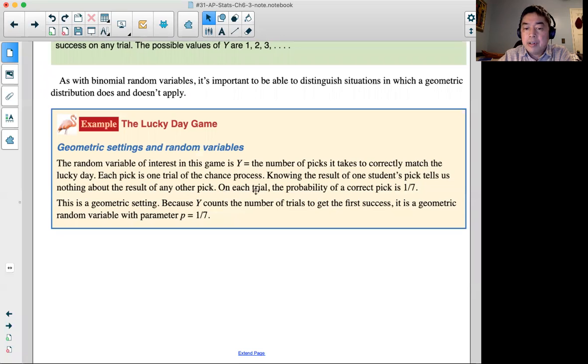On each trial, the probability of a correct pick is 1/7 because there are 7 days in a week, right? So this is a geometric setting because Y counts the number of trials to get the first success. It is a geometric random variable with the parameter p equal to 1/7. Okay.